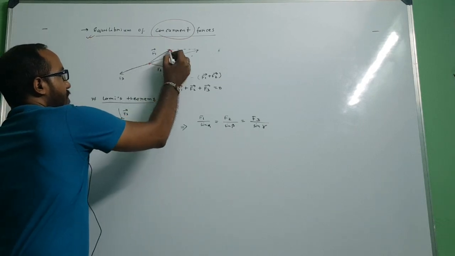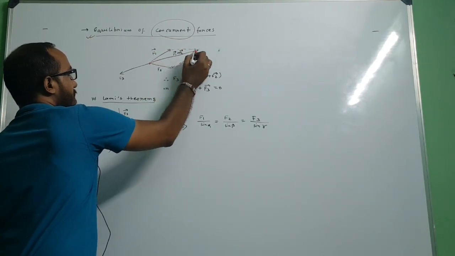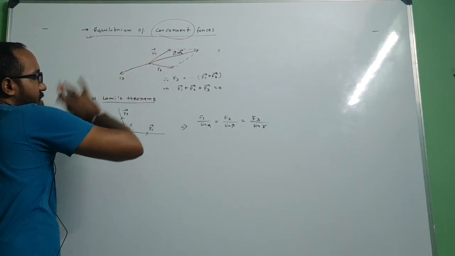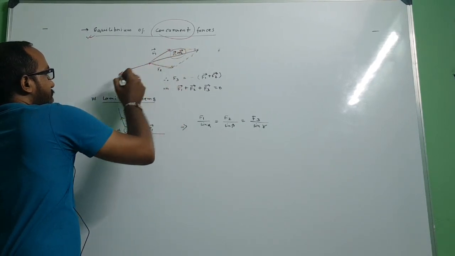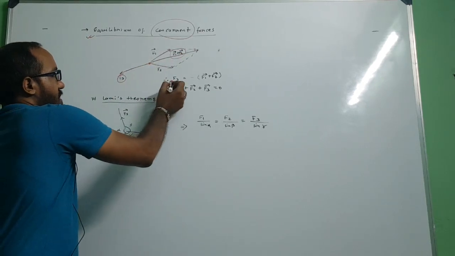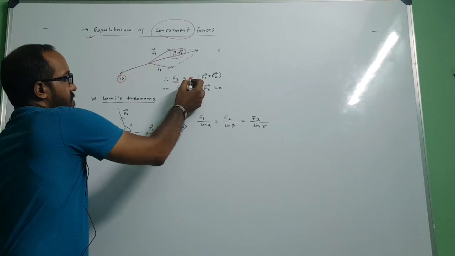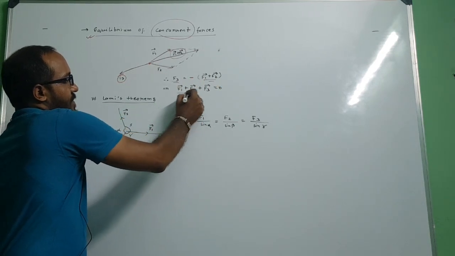So if you take the parallelogram law of addition, you can take the resultant vector F1 plus F2 in this way. From this diagram we can say that F1 plus F2 and F3 have opposite directions. So F3 is opposite, so it is minus (F1 plus F2). Take everything to the left hand side, so F1 plus F2 plus F3 equals 0.